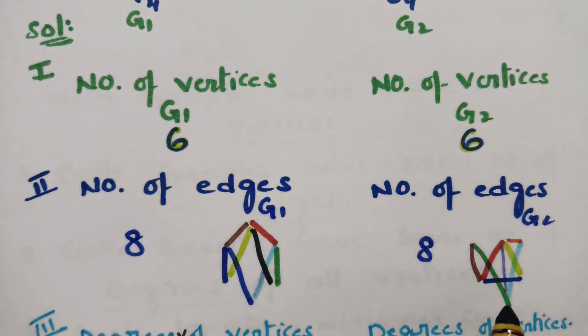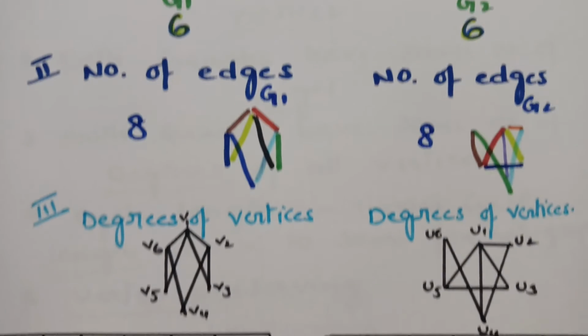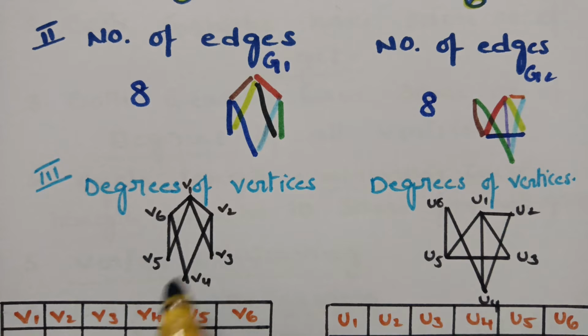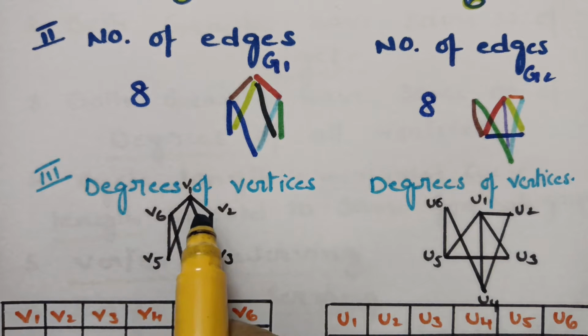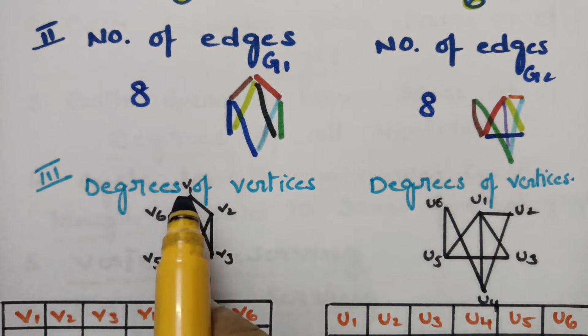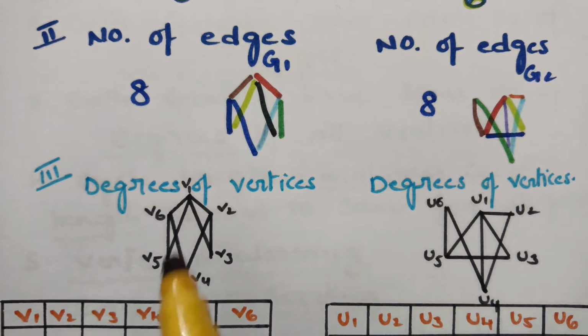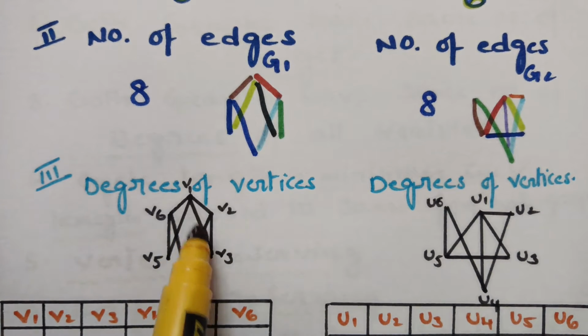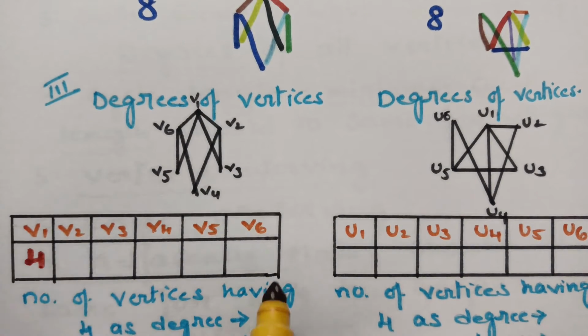Therefore, in both the graphs the number of edges is the same, the number of vertices is the same, and next we have to go with the degree of the vertices. See here how we find the degree of each and every vertex. V1: the degree here is 1, 2, 3, 4. There are 4 edges incident with vertex V1. Therefore, for the vertex V1, we have 4 as degree.